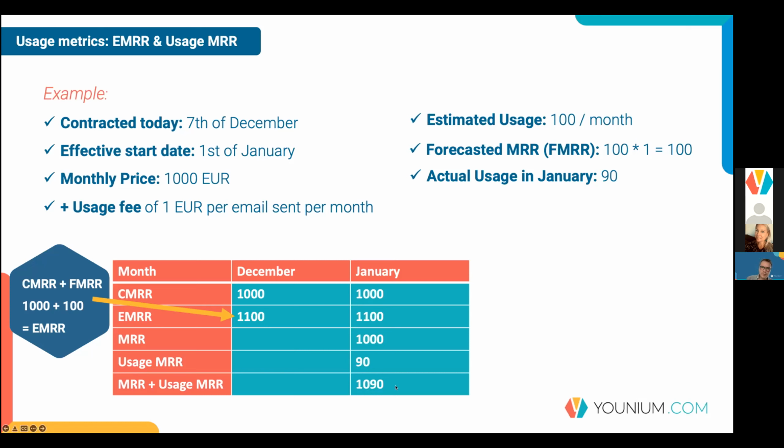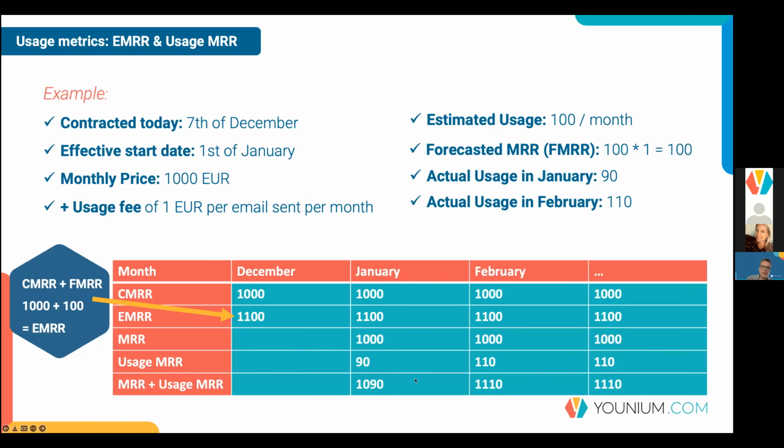Let's say also that February passes. So looking then into the past now in February, we still have the 90 in the usage MRR in January, because that's the truth, right? That's what they actually used. And then in February, we also have the truth here. You see here, okay, they used 110 in February. So we're gonna say the usage MRR is 110, and the total MRR is then 1,110, right?